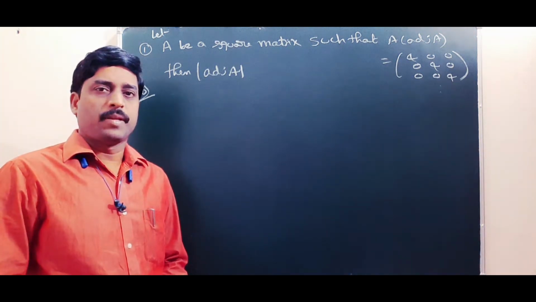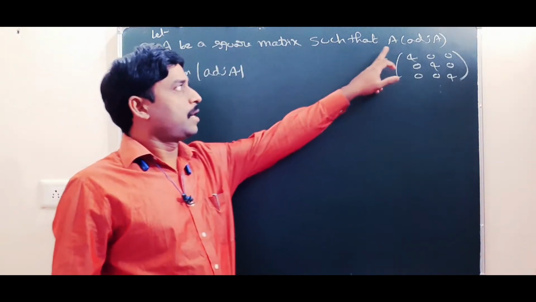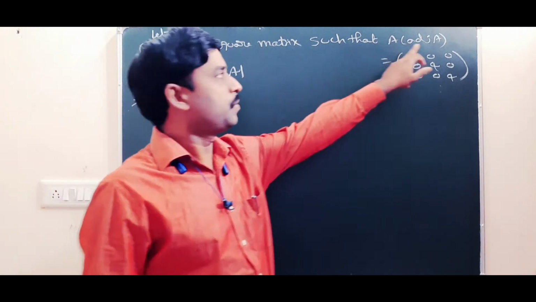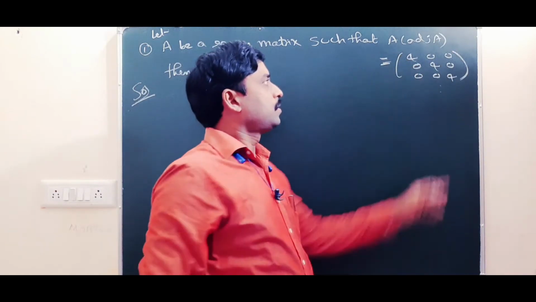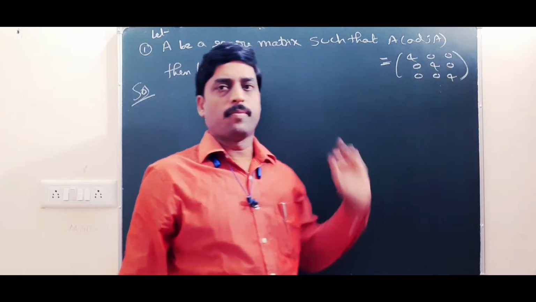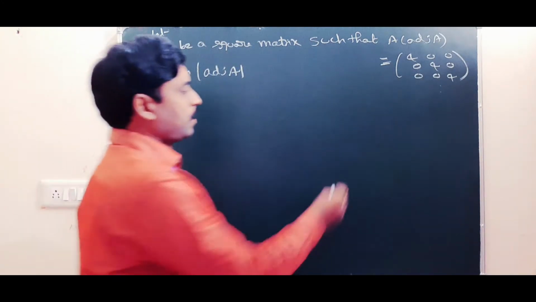Today I would like to explain determinants problems. Now, question number 1. Let A be a square matrix such that A into adjoint A value is given as the matrix with 4 on the diagonal and 0 elsewhere. Then we have to find determinant of adjoint A.